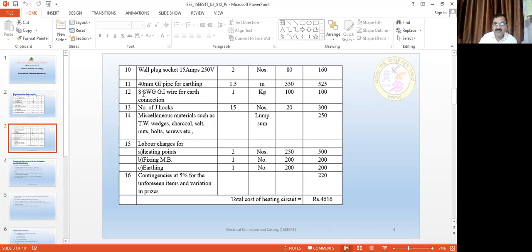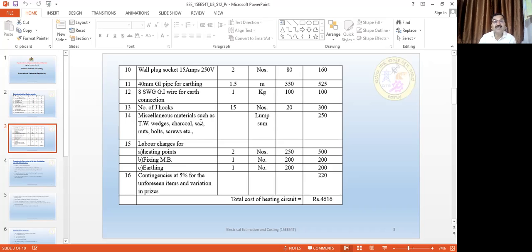Now the GI wire connects the earth electrode with the ground pin of heating points. So we need 1 kg of GI wire. It costs about 100 rupees. Number of J hooks, these are used to fix the PVC pipe to the wall. So we need 50 numbers. It costs about 300 rupees total.